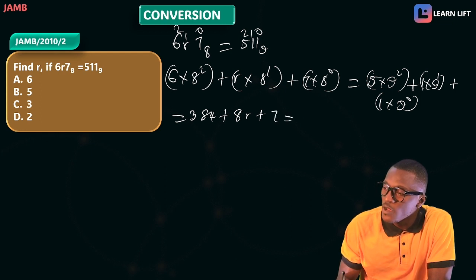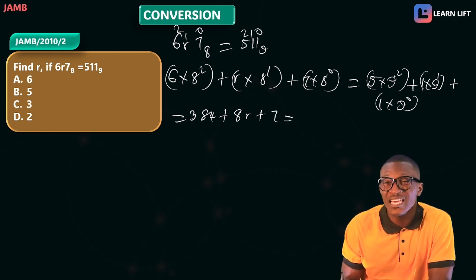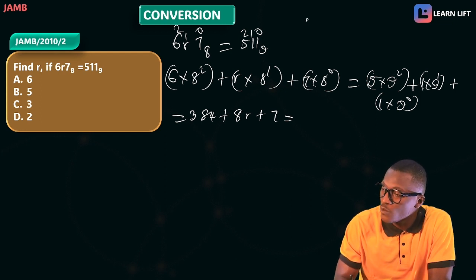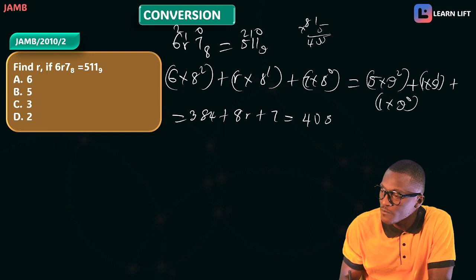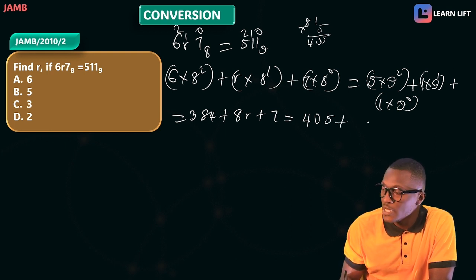Is equal to 5 times, now let's go to what's 9 squared? 9 squared is 81. What's 81 times 5? That'll give me 405. That becomes 405 plus 9 raised to power 1 is 9. 9 times 1 is 9. Plus what's 9 raised to power 0? 1. 1 times 1 is 1.